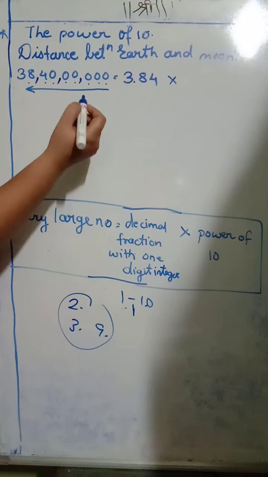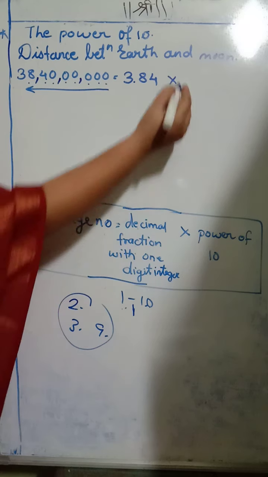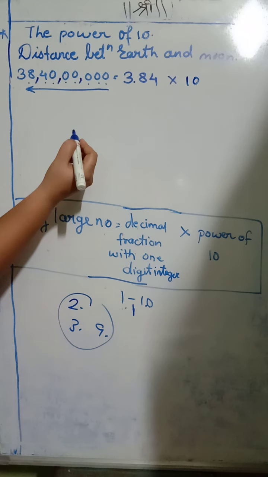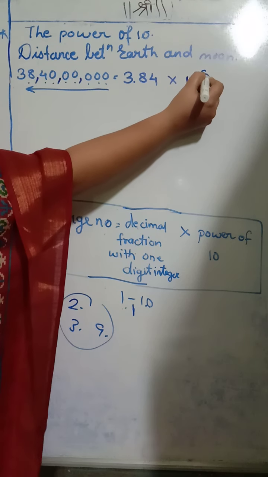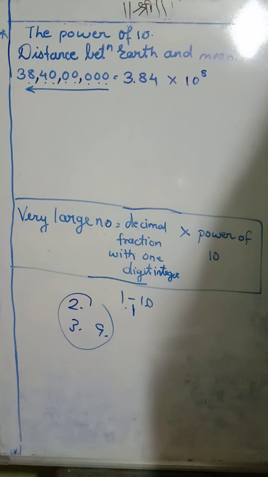Yes. Now we are going to write it into power of 10. So what will be the power of 10? How many places did we count? 8. So that will be the power of 10. In this way we can convert a very large number to a standard form.